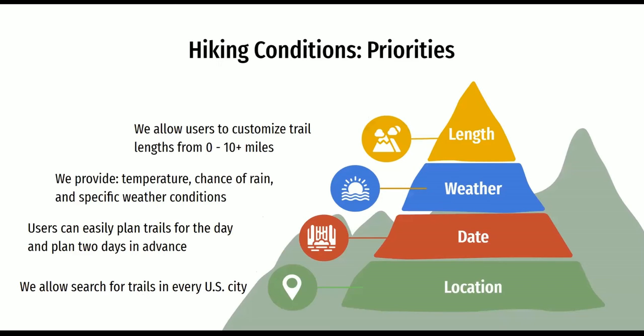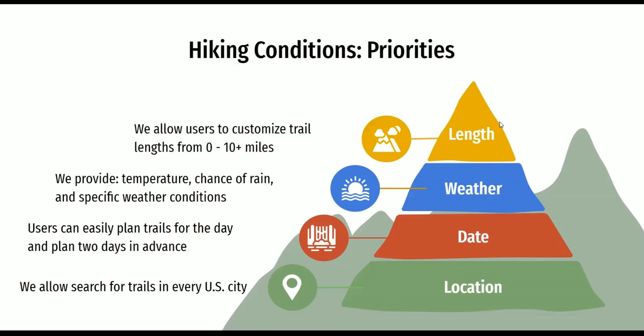Okay, now in terms of our priorities, here's a breakdown of what we were thinking about. So firstly, in terms of length, we wanted users to be able to customize the length of their trails in order to fit their needs and personal priorities. So anywhere from 0 to over 10 miles. Secondly, we wanted to be able to provide detailed weather information. So this comes in the form of temperature, chance of rain, and specific weather conditions in order to make sure that the hike is to their pleasing and to their needs.